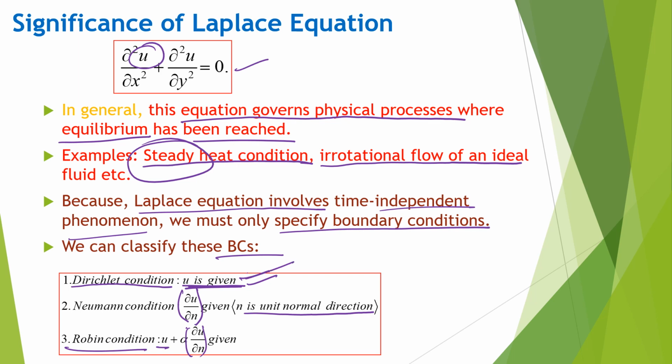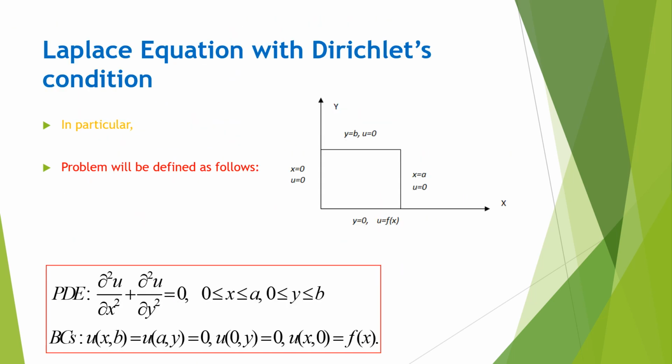In the first, the Dirichlet condition, when we say that u is given, that means if we consider a plate, then the temperature u is given at the boundaries of the plate or somewhere on the boundary. So u is given. Now we discuss the Laplace equation for Dirichlet condition.